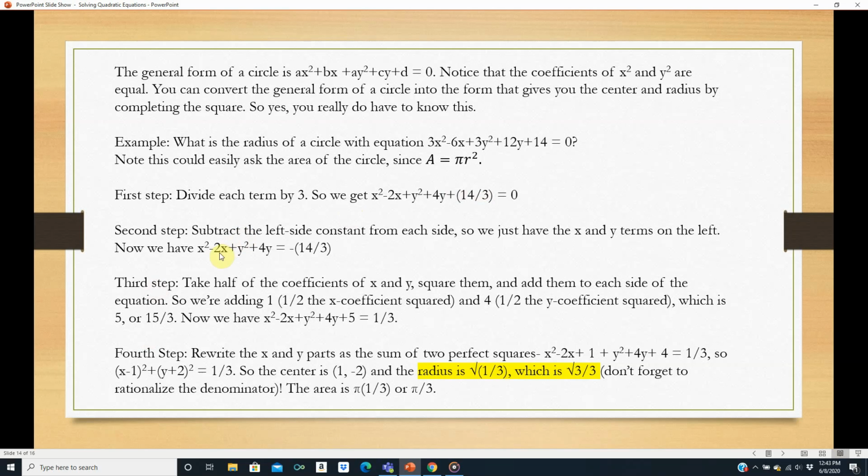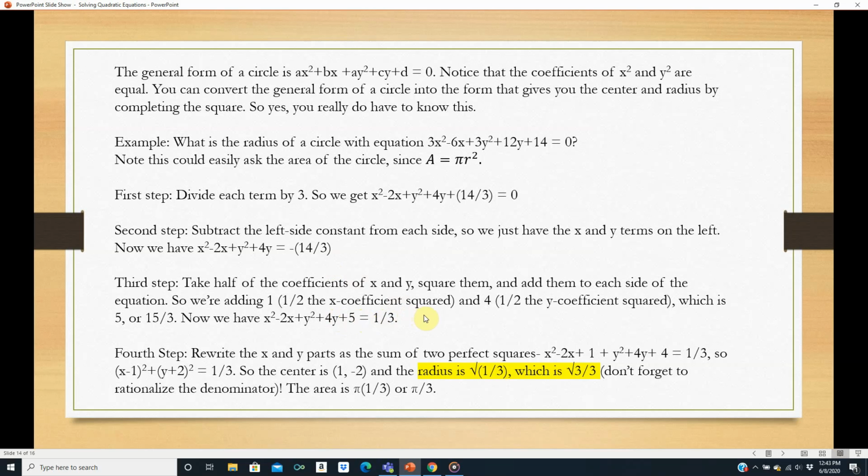So now we want the coefficients of x, so that's this negative 2 here, and y, this 4, and square half of them. So okay, half of negative 2 is negative 1. Square it, you get 1. So we're going to add 1. And then half of 4, of course, is 2. Square that, and we're back to 4. So we're going to add 1 and 4, which is 5. Or 5 is also 15 over 3. So we end up with x squared minus 2x plus y squared plus 4y plus 5 is equal to 1/3, because we're adding 15 over 3 to negative 14 over 3.